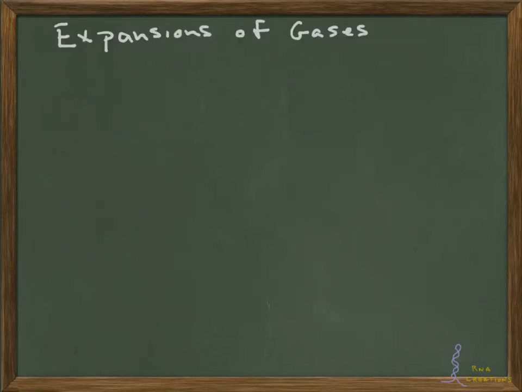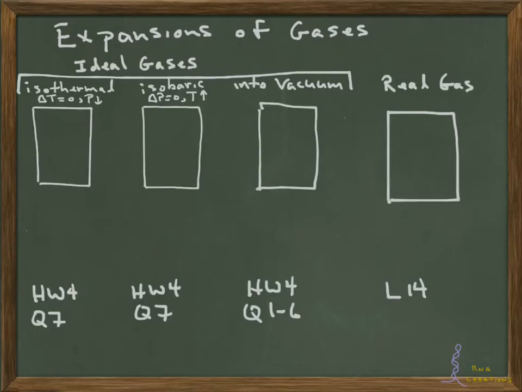So let's move on now and consider expansions of gases. I've set up 4 situations here. The first 3 involve expansion of an ideal gas. In the first case, it's an isothermal expansion. Temperature is constant, and the volume increase comes about from a pressure decrease. The second is isobaric. Here, pressure is constant, and the volume increase comes about from a temperature increase. The third is expansion of an ideal gas into a vacuum. The fourth case that we'll consider is expansion of a real gas. Each of these situations has been considered already in a homework or lecture.